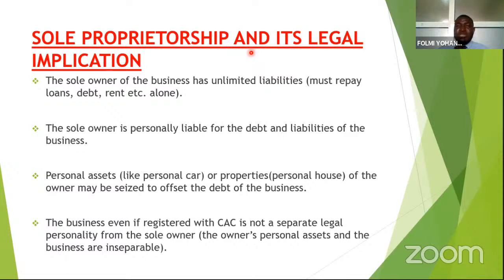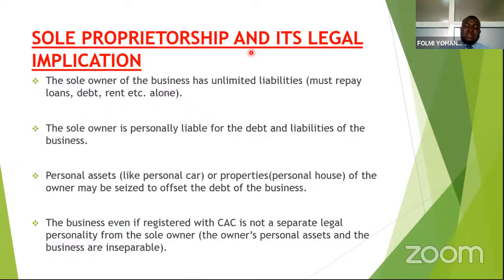So in this case, if Mr. Johnson is running his Johnson Business Venture, and decides to borrow money from a bank, that money he borrows and he's unable to pay, he will be personally liable. When the bank wants to collect their money, they will come after him personally. They will go to his house, anything they can get hold of to satisfy that debt, they will carry it and go. So that's the legal implication of running a sole proprietorship.